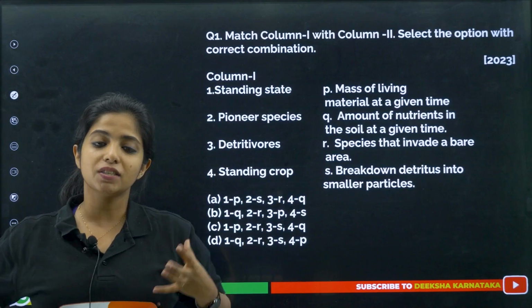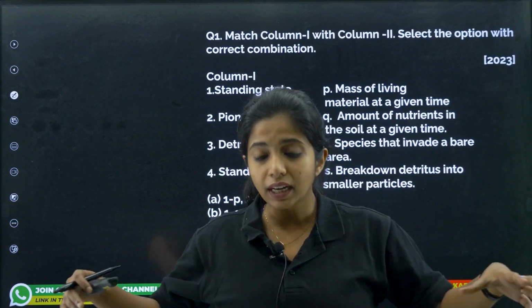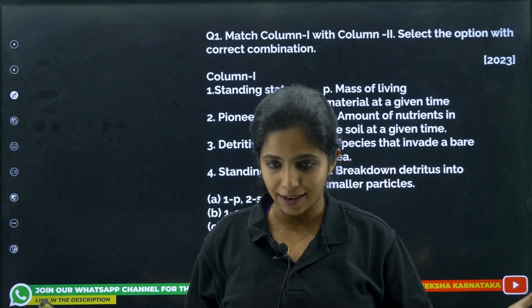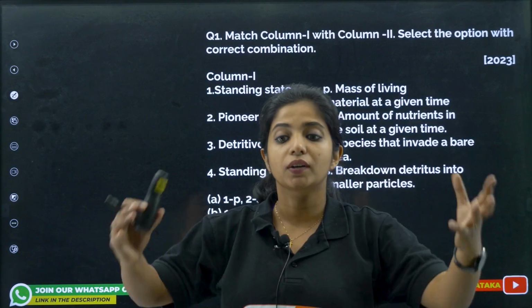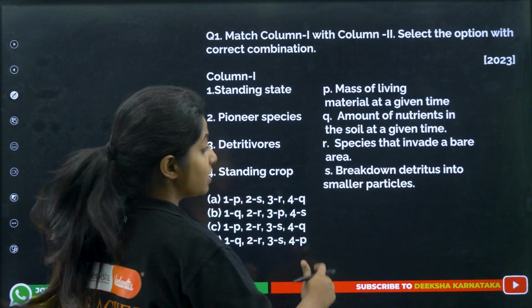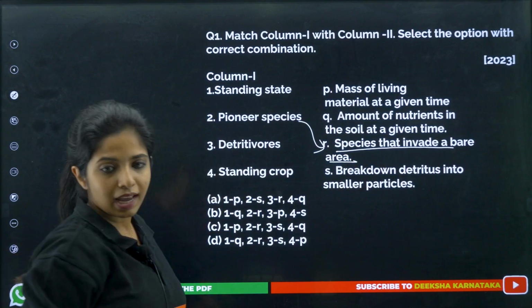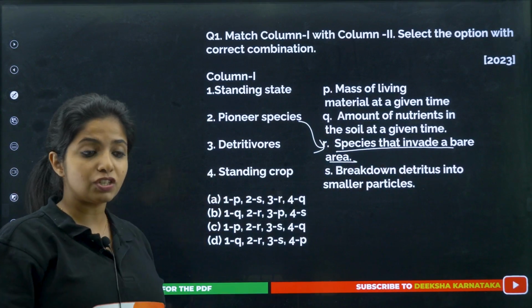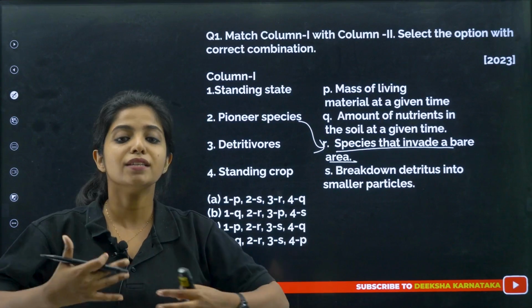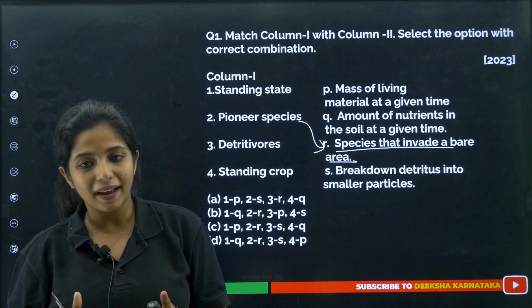So pioneer species are the organisms that reach the land area first, and probably they invade an area first, and then they bring out certain changes there. They are the ones that bring out the biodiversity there. You get it? So species that invade a bare area, they go there, they invade it, and they bring about certain changes, making the growth of other organisms also really easy. That is how basically an ecosystem works. So those are the pioneer species.